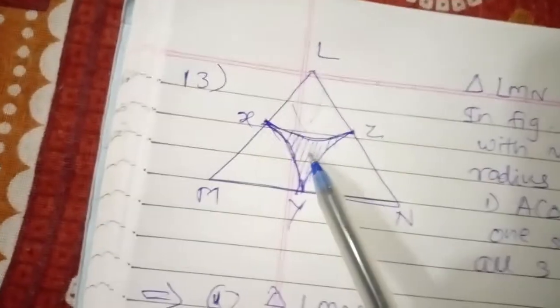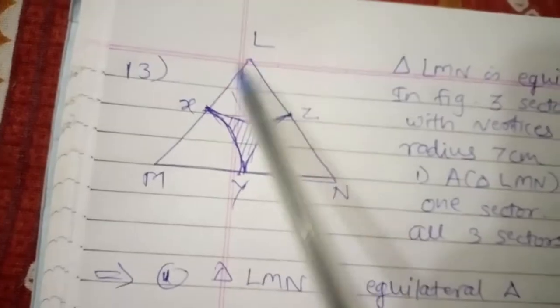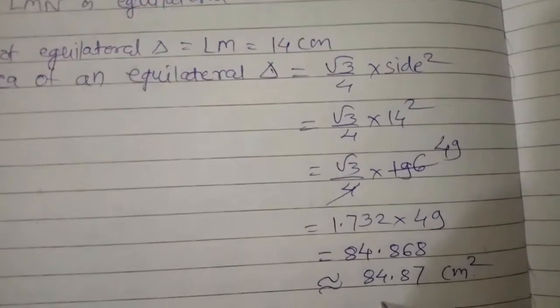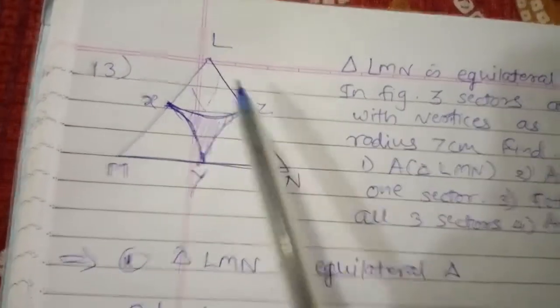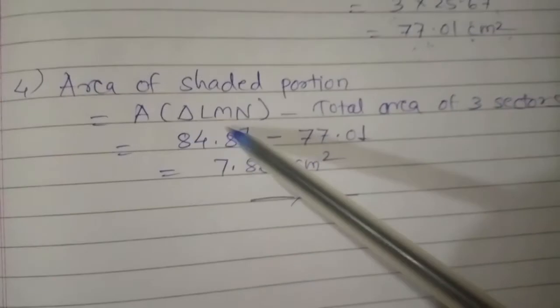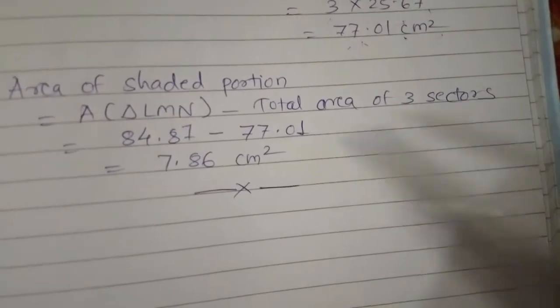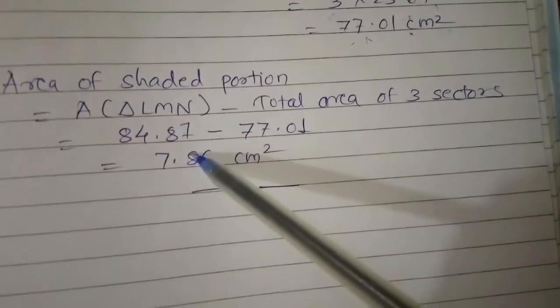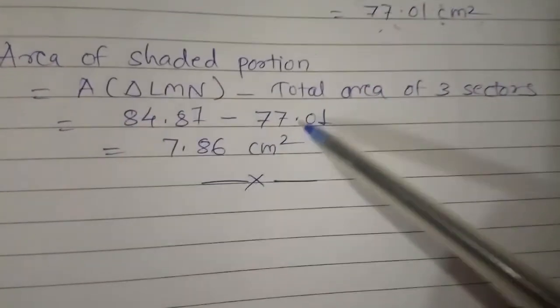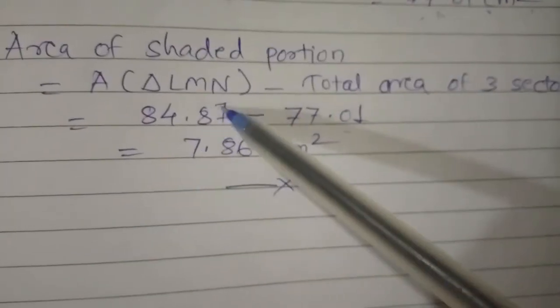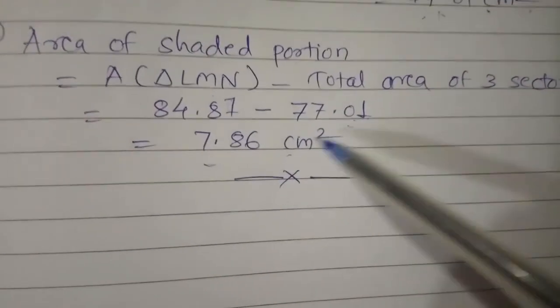And the last one, that is the area of shaded portion. So this one is the shaded portion. For that, first we have to find out the area of the equilateral triangle, which we already found, which is nothing but 84.87, minus, we have to subtract the area of all these 3 sectors, which we also already found, that is 77.01. So area of shaded portion is equal to area of triangle LMN minus total area of 3 sectors. So area of triangle is 84.87 minus 77.01. By taking subtraction, we will get here 7.86.